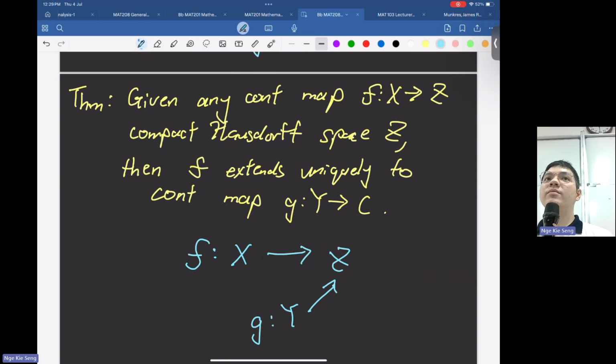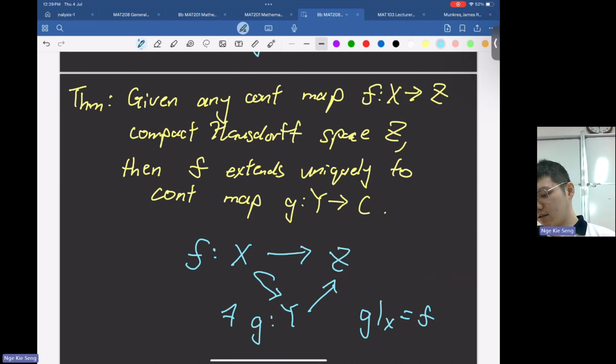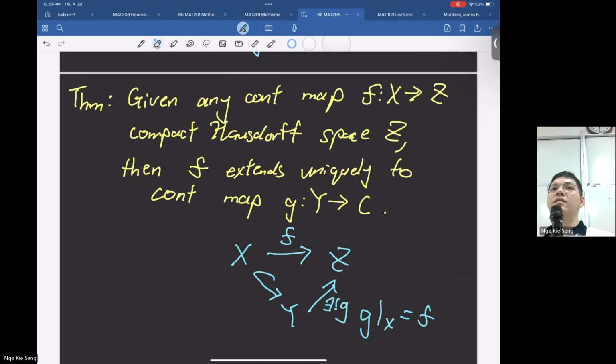But what does this extension mean? Meaning, if you include X into Y, G on X is just F. So you have this diagram here. But what else? This G is special, you know. This G is unique. So given one F here, you will have a unique G here. So you use this diagram to remember this word here.